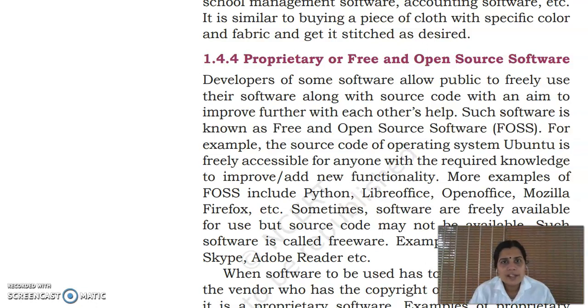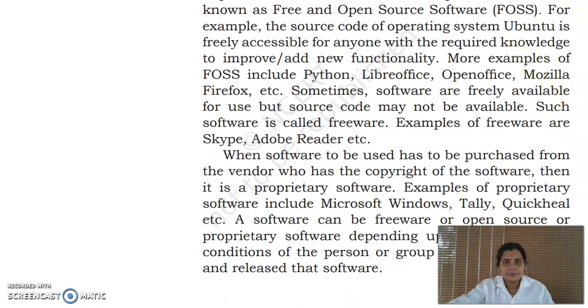Our Ubuntu OS, for example, is a free software. More examples are Python. We are using Python, which is free, which we can download from the internet, and to which we can add other functions. LibreOffice, OpenOffice, Mozilla Firefox: these are freely available and users can modify them, which is known as free and open source software, or FOSS.